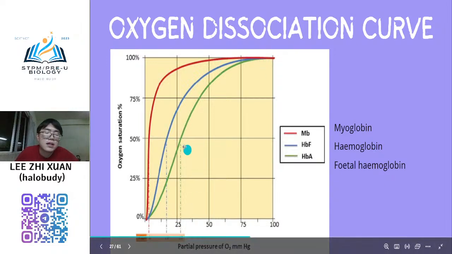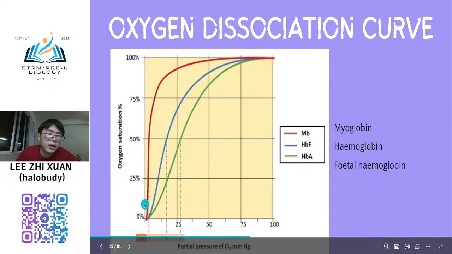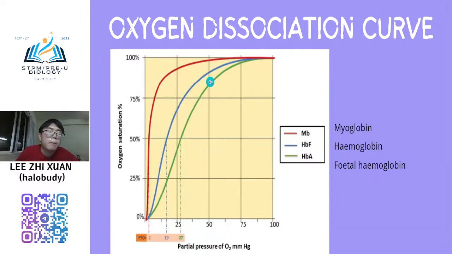If you see this curve, the shape is totally different. Myoglobin easily reaches the oxygen saturation point compared to the other two. You can see it looks almost vertical. The blue one, hemoglobin, has a bit of a curve. But for myoglobin, the curve is totally vertical and easily reaches the saturation point compared to hemoglobin.